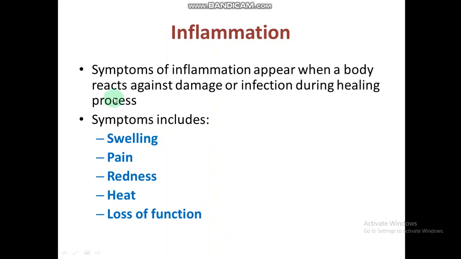Inflammation. Symptoms of inflammation appear when the body reacts against damage or infection during the healing process. The symptoms of inflammation include swelling, pain, redness of skin, heating, and loss of function of certain organs.